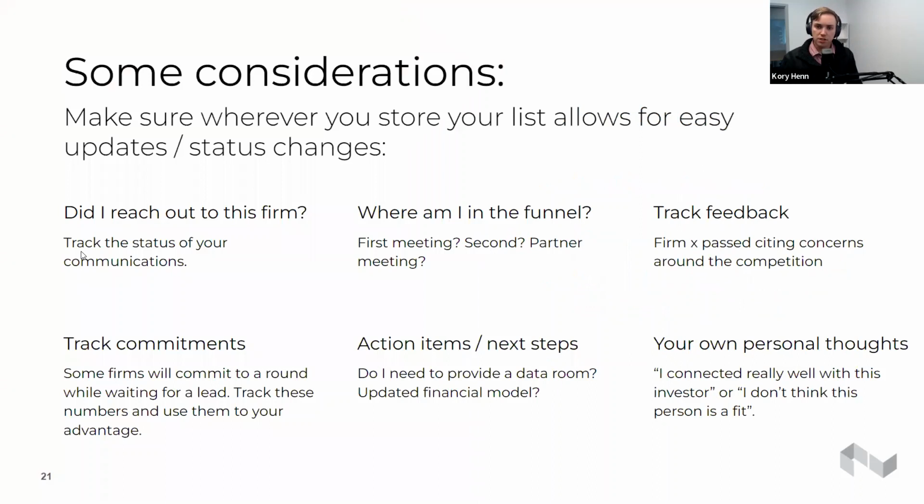So some considerations to think about when picking where you're going to put this investor list is you want to make sure wherever you store this information allows for easy updates to status changes, to things like communication. Did I reach out to this firm? Do I need to follow up with this firm? Have they not replied yet? Figuring out where you are in the funnel, or keeping track of that. Did I have the first meeting? Do I have a second meeting coming up? Did I have a partner meeting, awaiting a decision kind of thing?